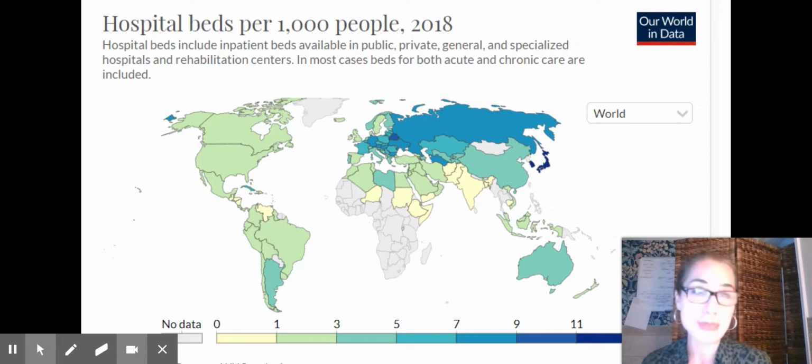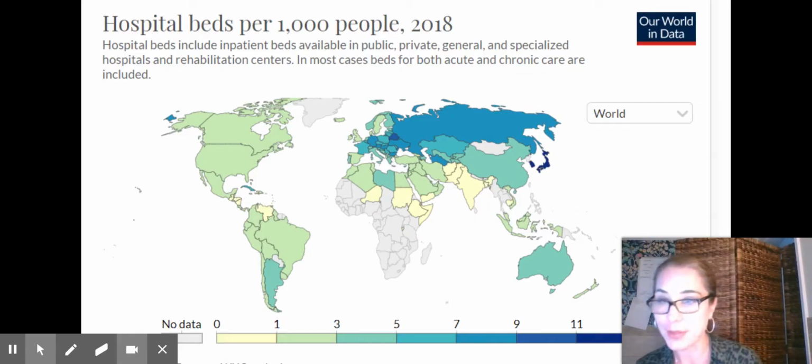So, in terms of hospital beds, you can literally count them in order to draw a conclusion about standard of living. If there are many hospital beds per 1,000 people, that tells you that people have easy access to medical services. If there are a low number per 1,000 people, that means if people get sick, they don't have access to healthcare. Okay, so I want you to take a look at this map.